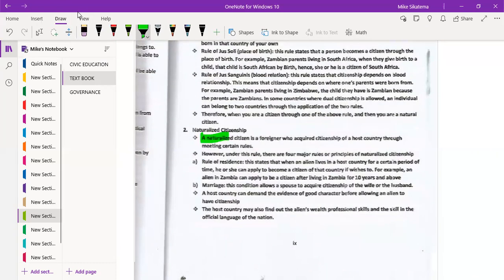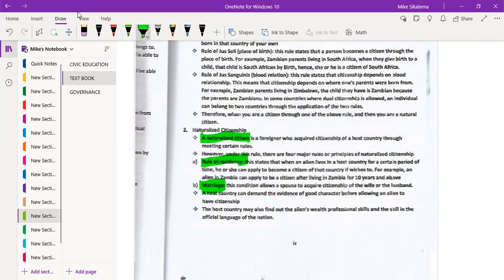So a naturalized citizen, what I wanted to highlight was this rule of residence. So this states that when an alien lives in a host country for a certain period of time, you actually gain citizenship. In Zambia, it's 10 years. There's something that's usually commonly referred to as a green card in the United States, where if you marry a citizen, you automatically acquire citizenship through your spouse.